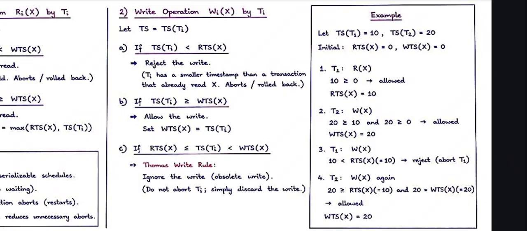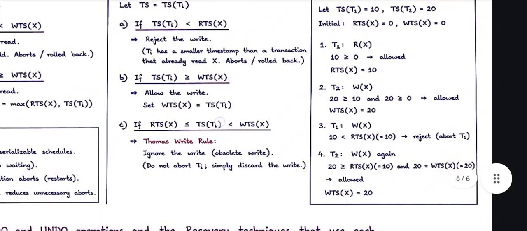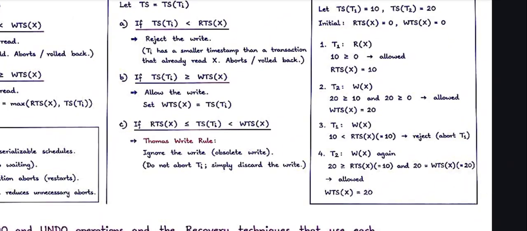Now T2 does W of X. RTS of X is 10 right now, and T2 is 20. Is 20 greater than 10? And 20 is greater than or equal to WTS of 0. Yes, allowed. WTS of X is 20.